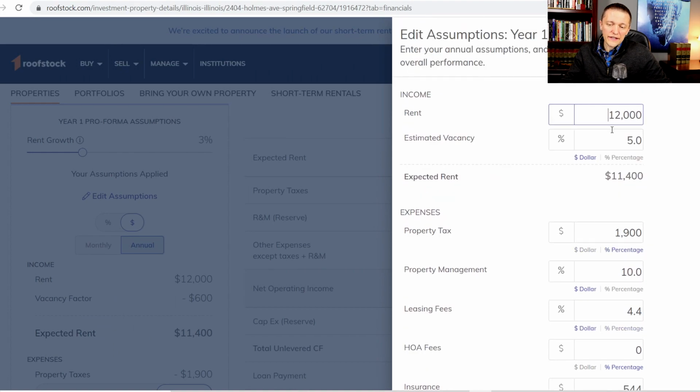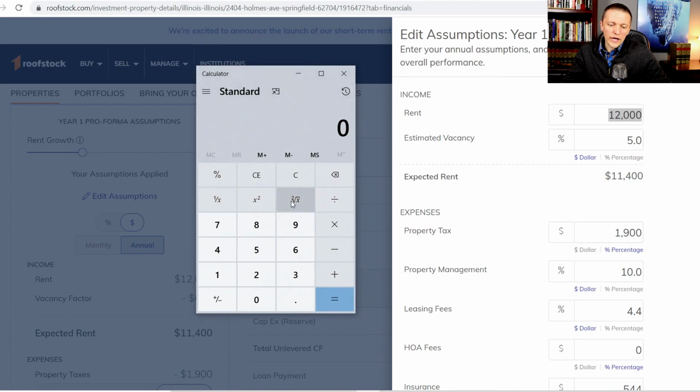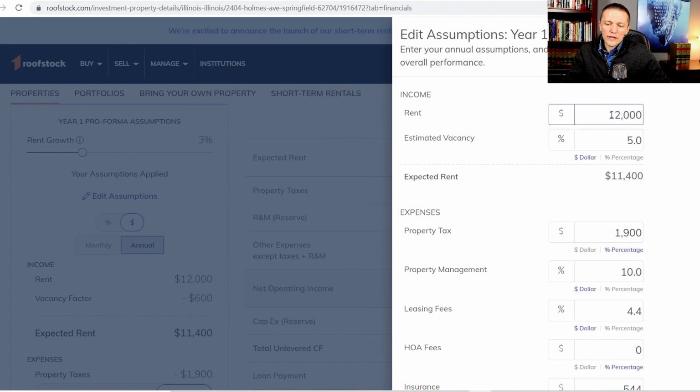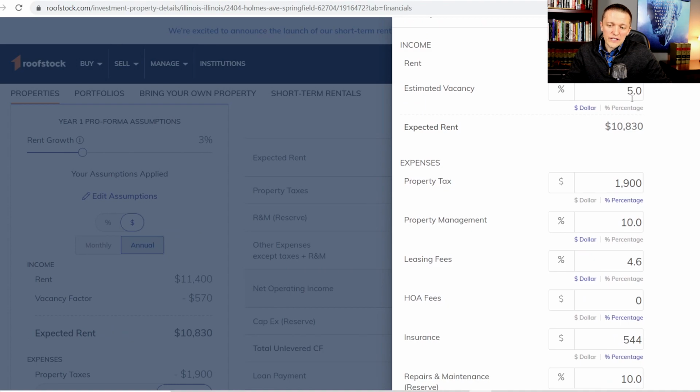So we have the rent. We said that Roofstock estimates the rent to be a little too high. So if we change this number from $1,000 per month to $950 per month, what would that do to our return? So let's do that. Let's multiply 950 by 12 and we get 11,400. So I'm going to go ahead and change that to 11,400. Estimated vacancy here is estimated at 5%. I think that's reasonable, so I'm going to leave that alone.